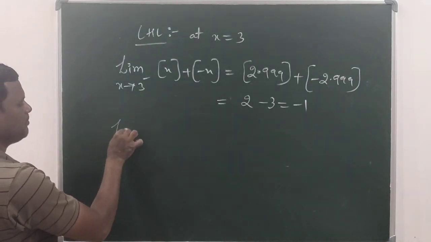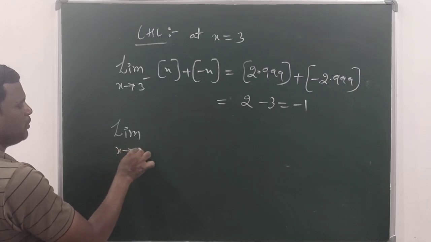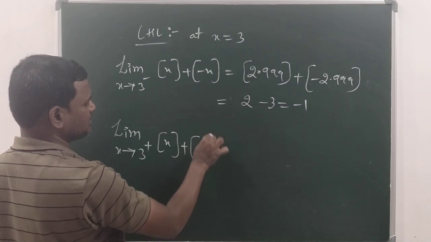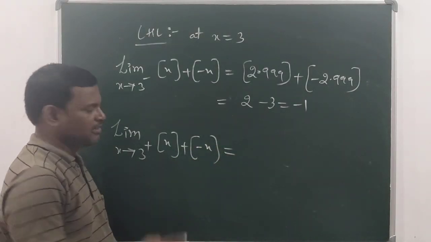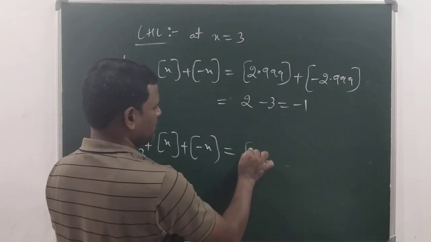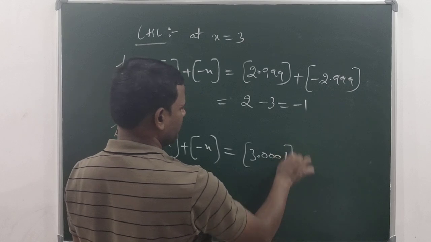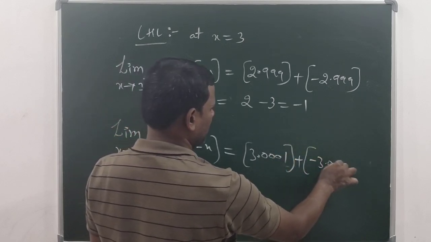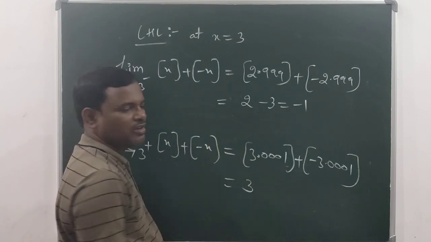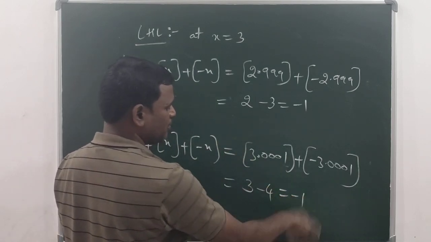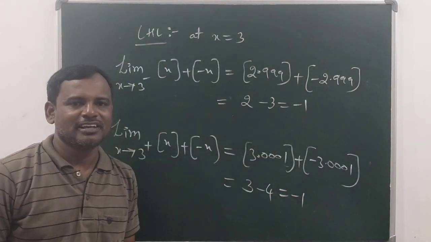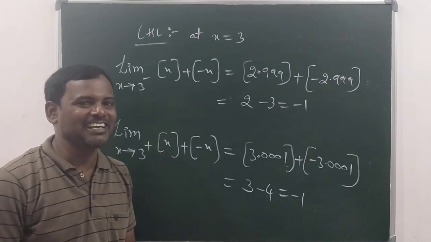Right hand limit: limit x approaches 3 plus, step x plus step of minus x. How much will it be? You know this is the step function, the greatest integer function. For 3.0001, the value is 3. Now for minus 3.0001, the value is minus 4. So minus 1. Both gave the same result. Hence this function is continuous at x equal to 3.